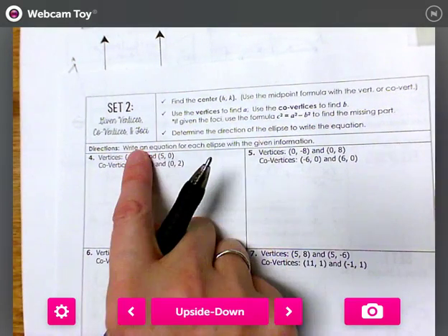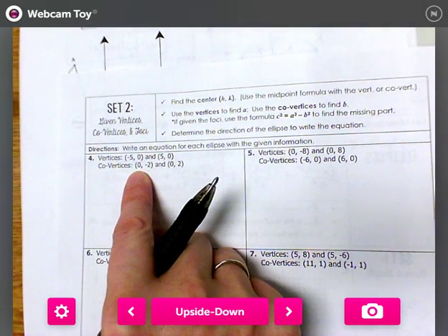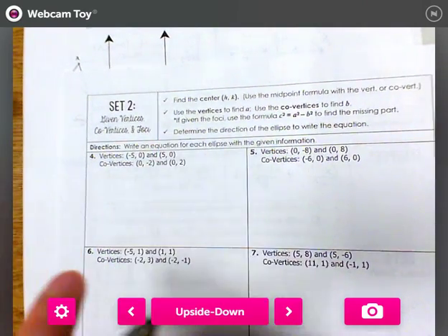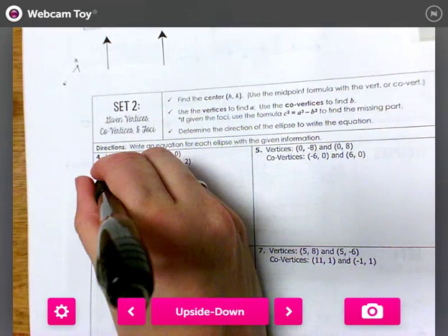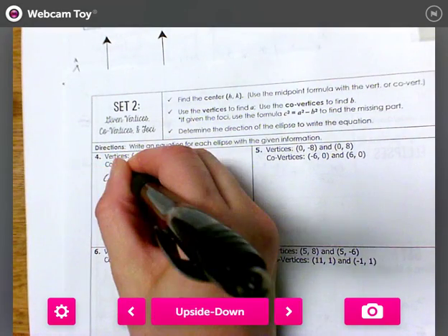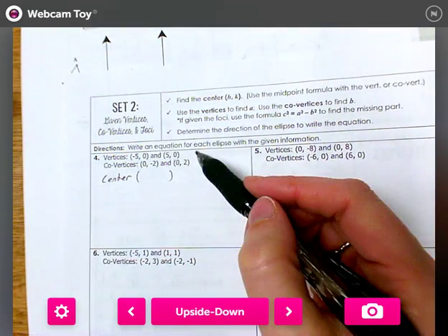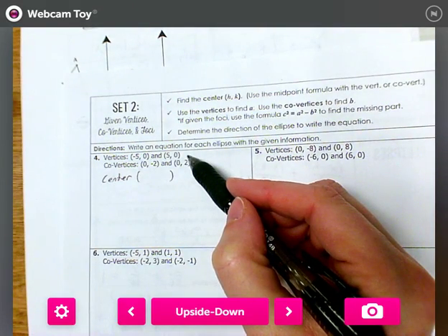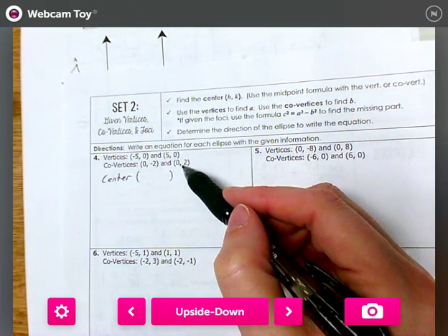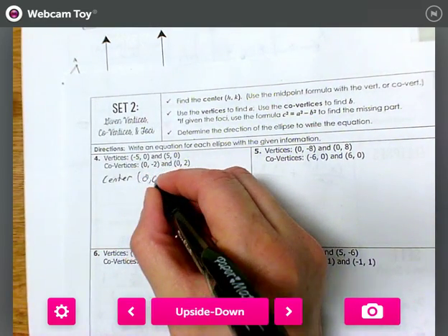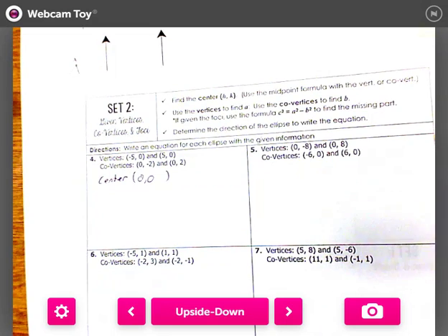Okay, we're given vertices and co-vertices. We need to find our center. Just by looking at this equation, can you guys tell me what my center is? Without doing any math at all. What's the y value for vertices? What's the x value for co-vertices? That's the center, 0, 0, because otherwise they would have other numbers. If you have those zeros in place, that's your center.